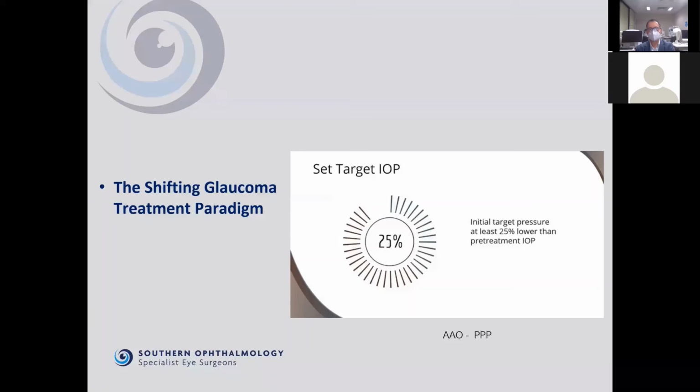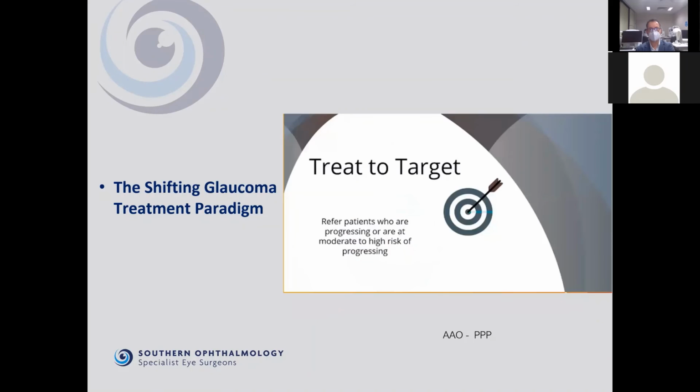We should be setting a target intraocular pressure, and this is taken from the American Academy of Ophthalmology's preferred practice pattern. And it's recommended that once we've made a diagnosis of glaucoma, that the initial target pressure be at least 25% lower than the pre-treatment IOP. We should be treating to target, and we should be either referring patients or escalating treatment if they are progressing or they are at moderate to high risk of progression.